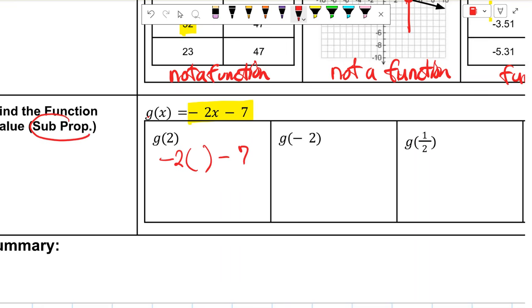We are using the substitution property. What are we subbing in for x? Well, it says right here, we need to put 2 in for x. So we put a 2 right here. And then we go ahead and use our gems. -2 times 2 is -4. We bring down the -7. You might want to be still using additive inverse. If not, that's okay. This is -11.